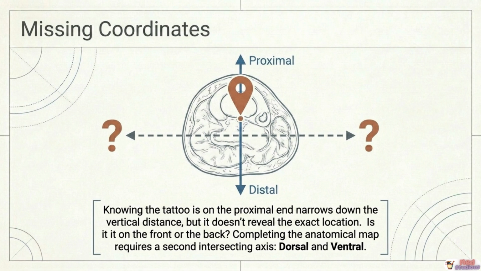Together, proximal distal and dorsal ventral work like a coordinate grid, giving you precise two-dimensional location data anywhere on the body. Anatomy is never just one term. It's a system of overlapping, intersecting coordinate grids working together. Master them one pair at a time, and the full map will come together.